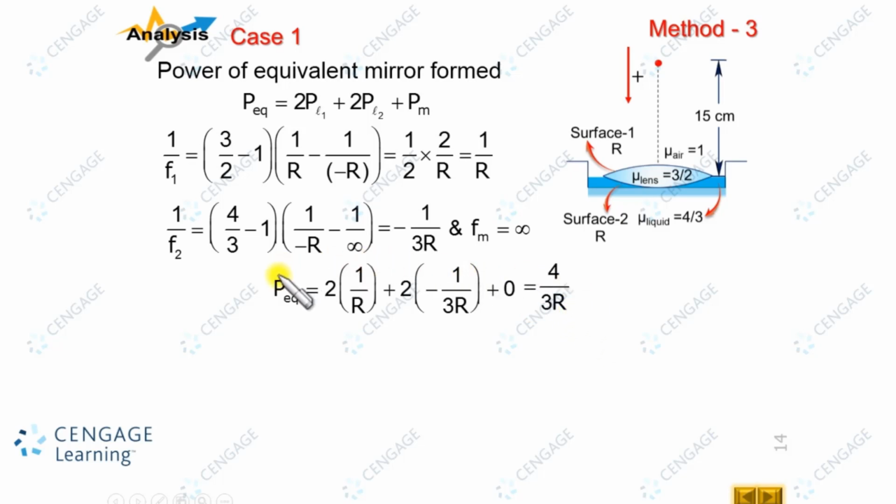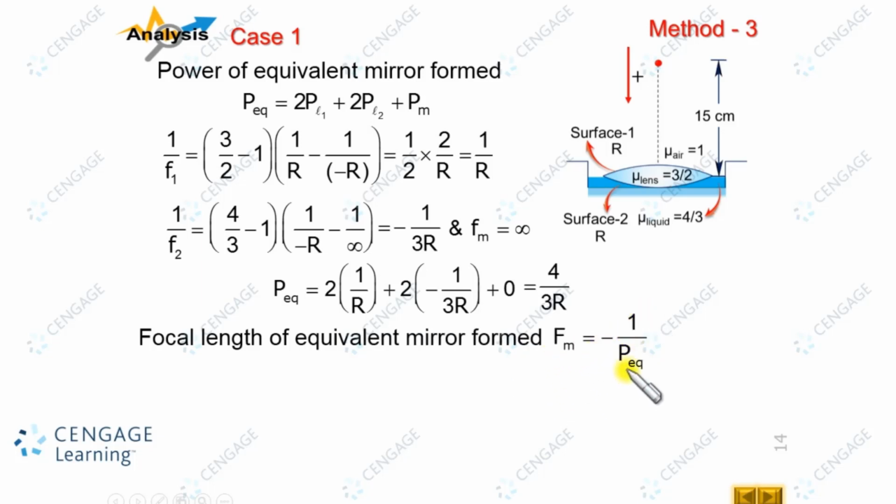Now this is the power of the equivalent mirror. Now we can write the focal length of the equivalent mirror is equal to minus 1 upon equivalent power. This is the equivalent focal length equal to minus 1 upon equivalent power, right? And this is equal to minus 3R divided by 4.